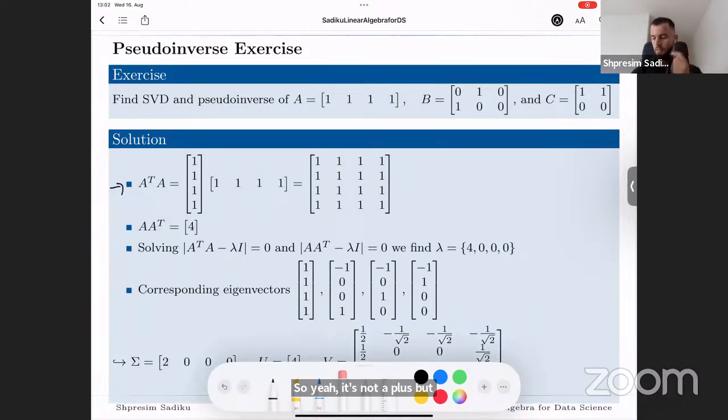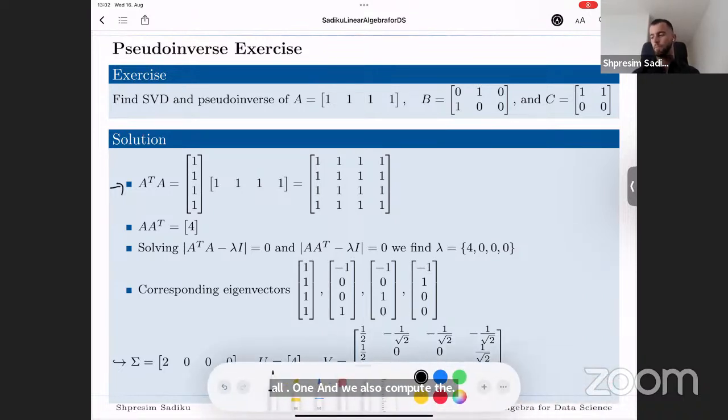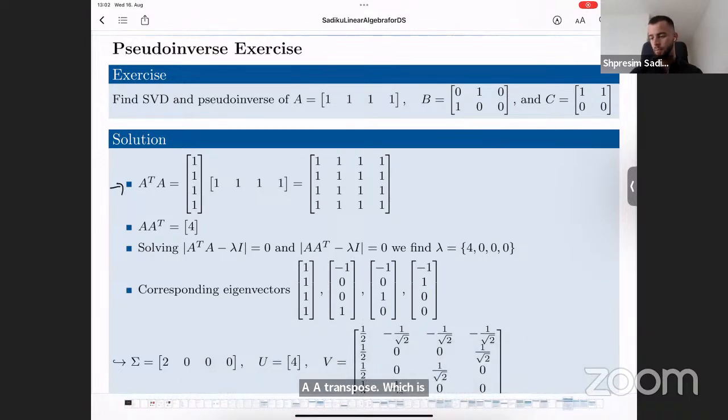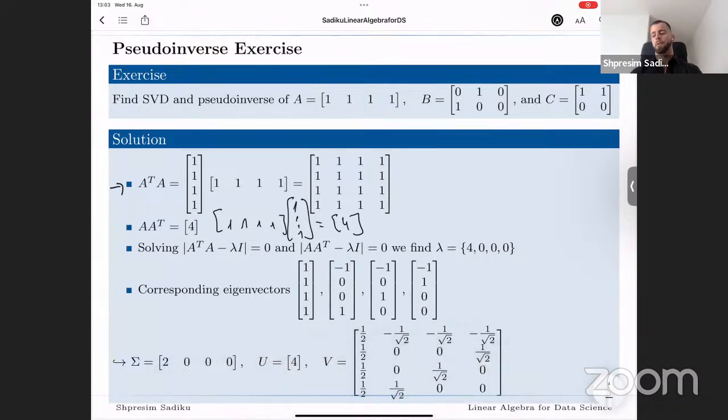All right, so back to the exercise. We first calculate the outer product between these two vectors, which is simply this matrix containing all ones. And we also compute the A transposed, which would be one. All right, so as soon as we have found these two, then we just find the eigenvalues and eigenvectors of these two matrices. So we just begin.